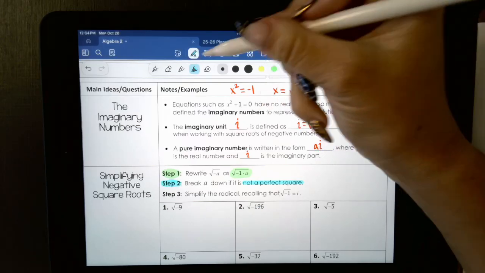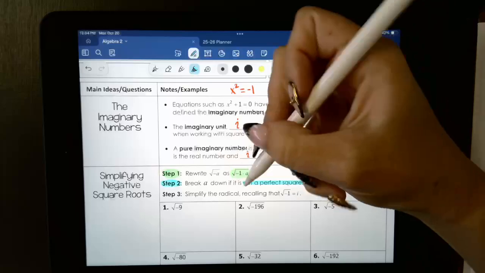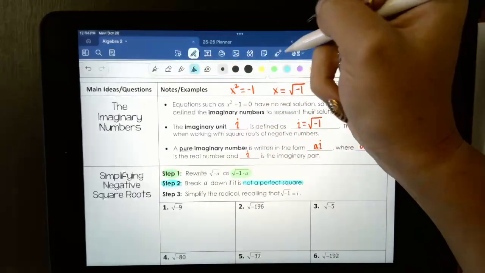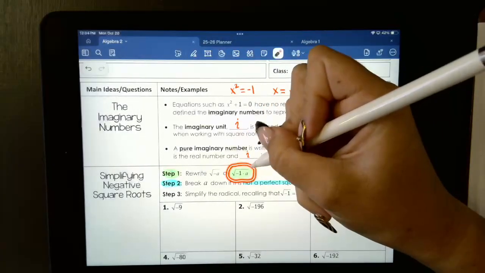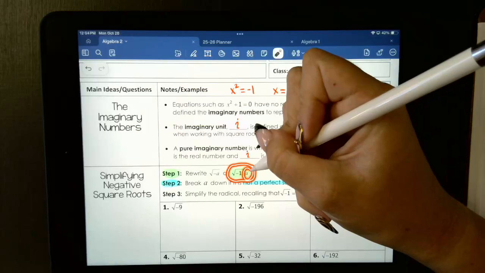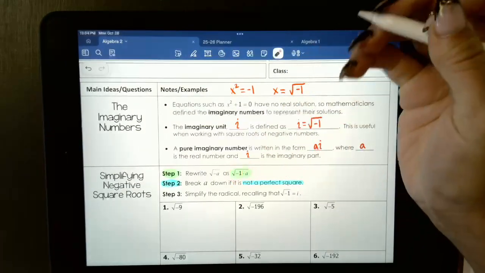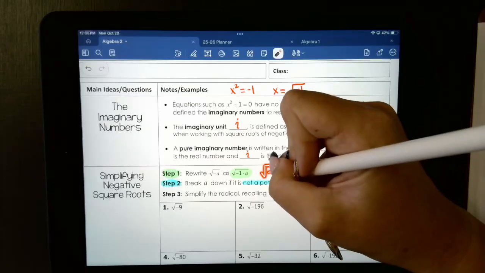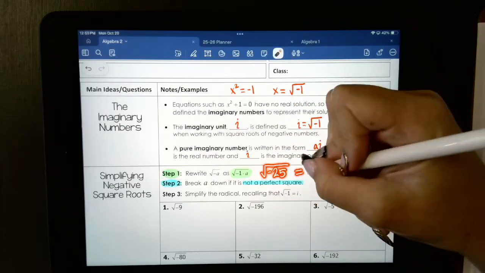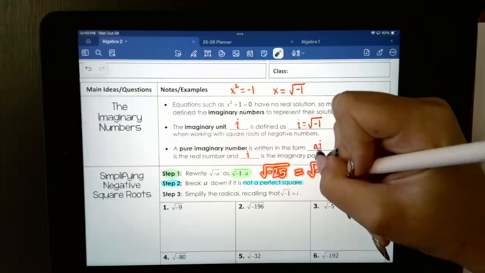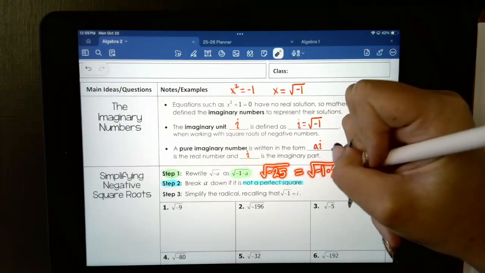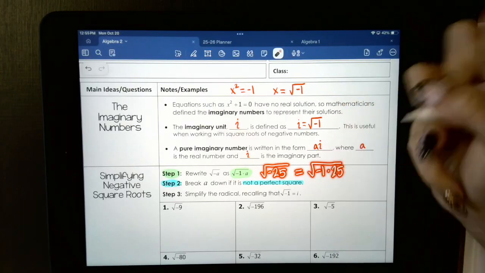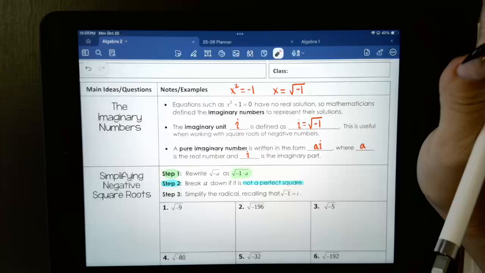Well, I'll show you in a second. But you want to make it where it's literally going to look like this. And that a is going to be a number. So, like square root of -25, and we're going to make it look like square root of -1 times 25. Does that make sense? It will make more sense as we do them.